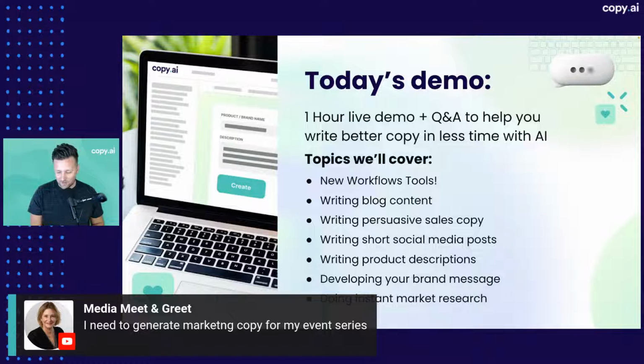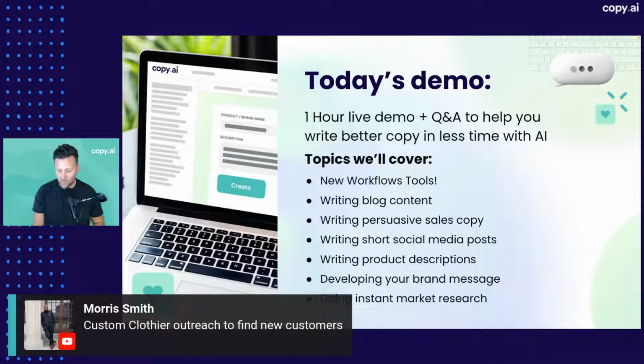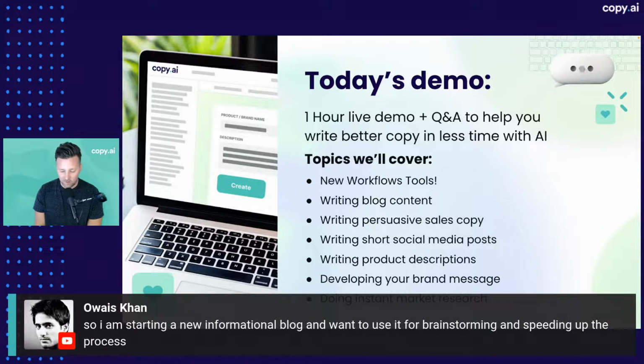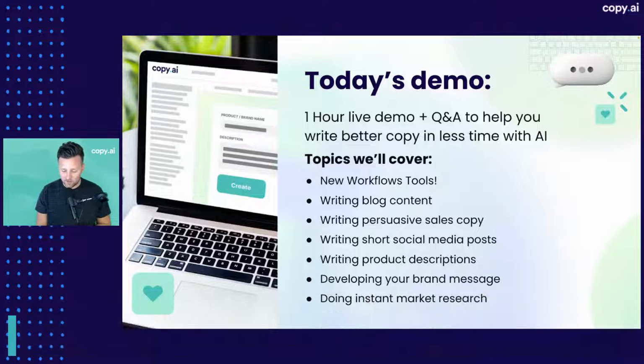All right, marketing copy, cool, for event series. Let's see, custom clothier. Let's see, outreach to find new customers. All right, so a lot of marketing content using copy for cold outreach, translation services. Right on, nice. Brainstorming, speed up the process with your blog. Great. You're going to love some of the new workflow tools coming down the pipeline that will help with the blog writing. Not available yet, but within the next few weeks.